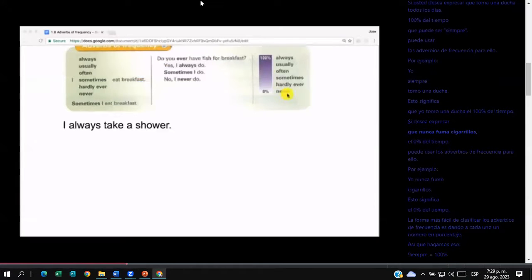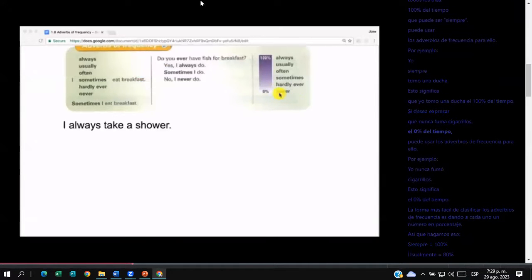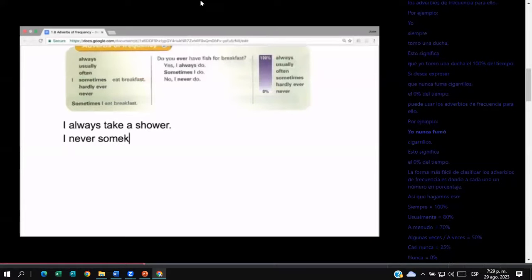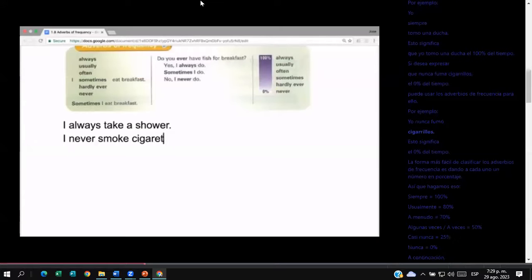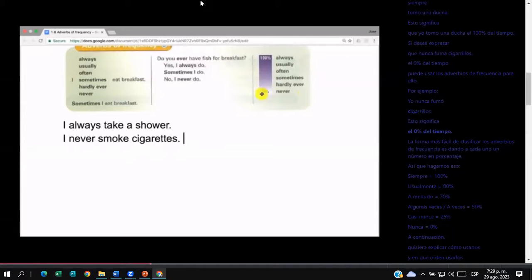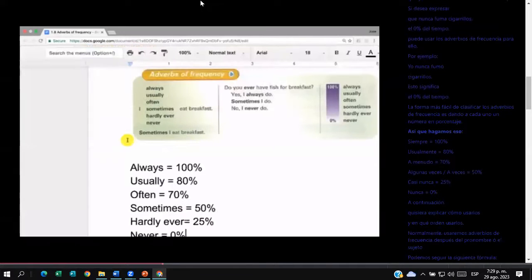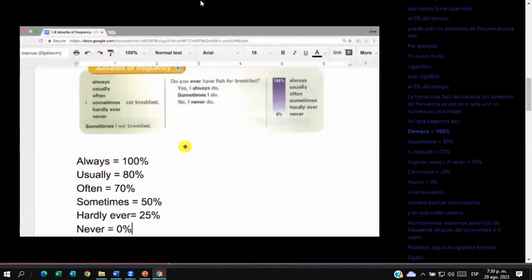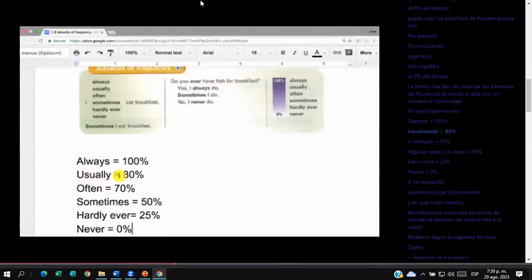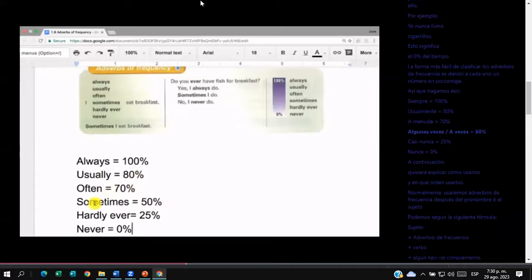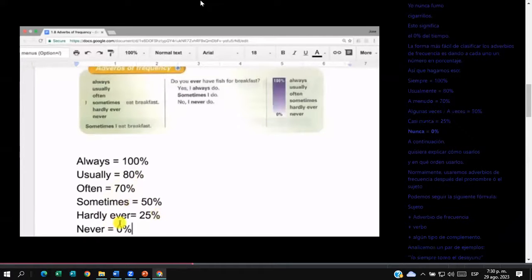If you would like to express that you never smoke cigarettes, this means 0% of the time. You can use adverbs of frequency for that. For example, I never smoke cigarettes. This means 0% of the time. The easiest way to categorize adverbs of frequency is by giving each a percentage number. So let's do just that. Always equals 100%, usually equals 80%, often equals 70%, sometimes equals 50%, hardly ever equals 25%, never equals 0%.